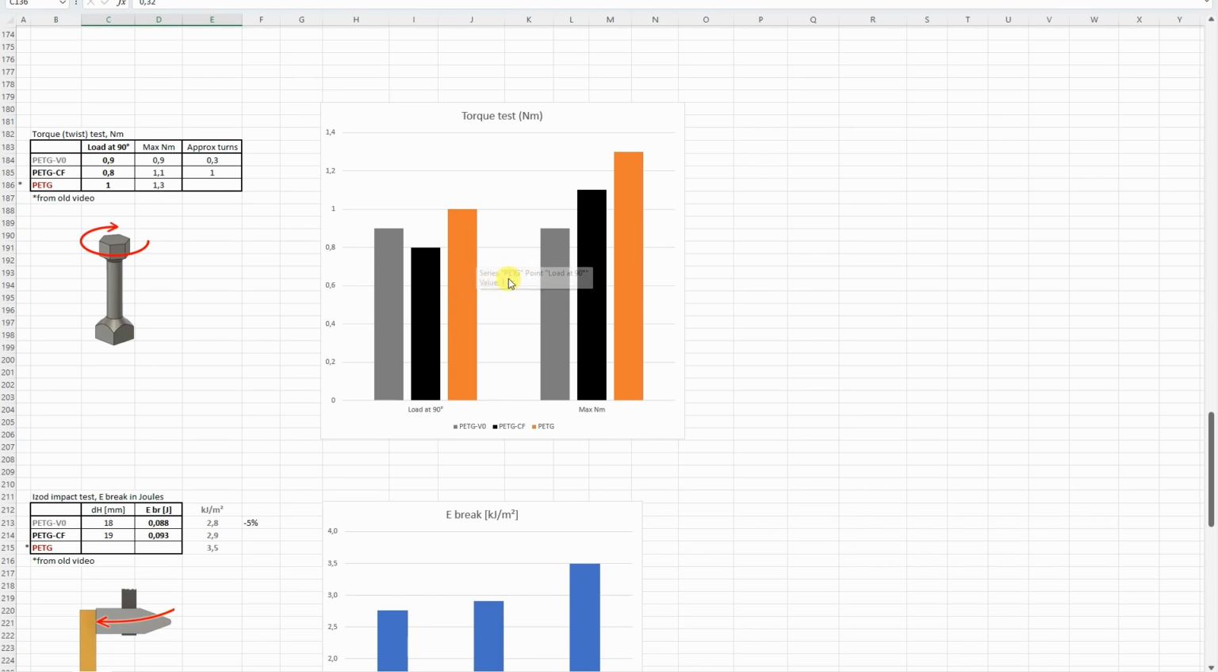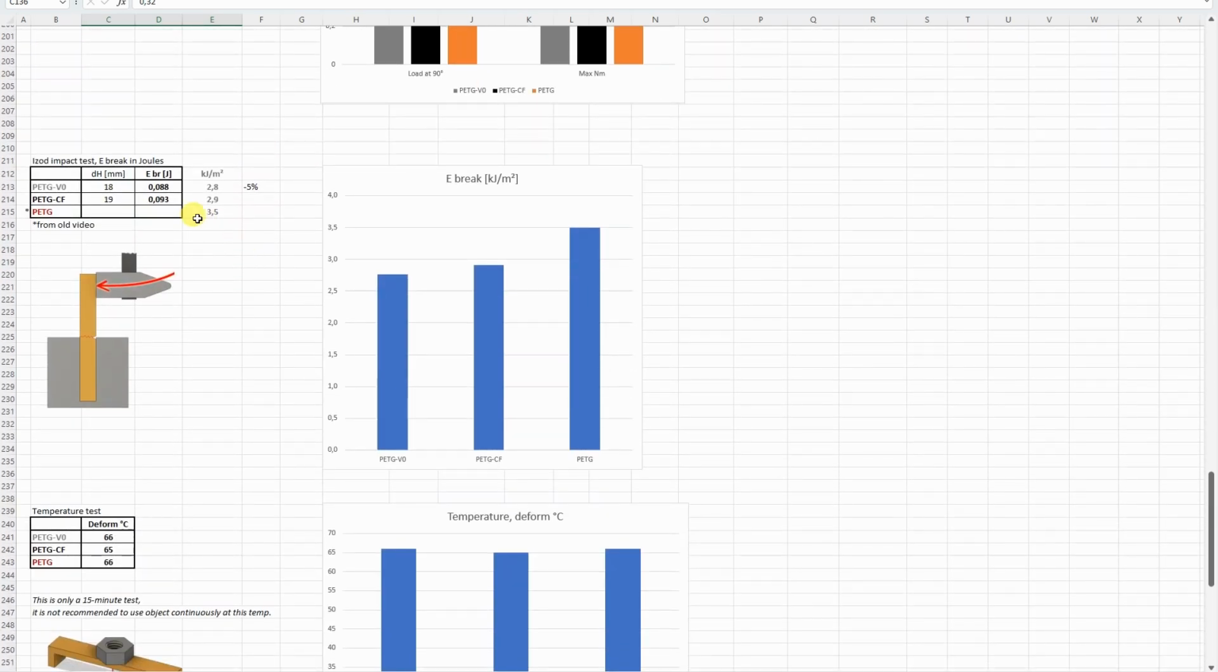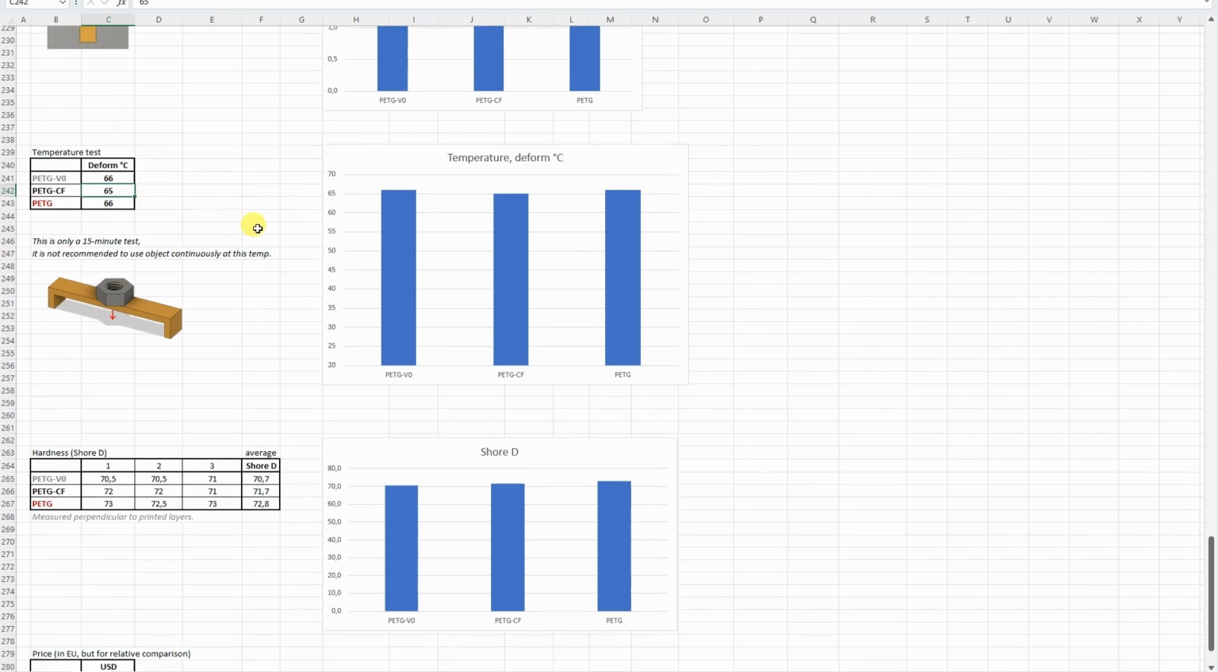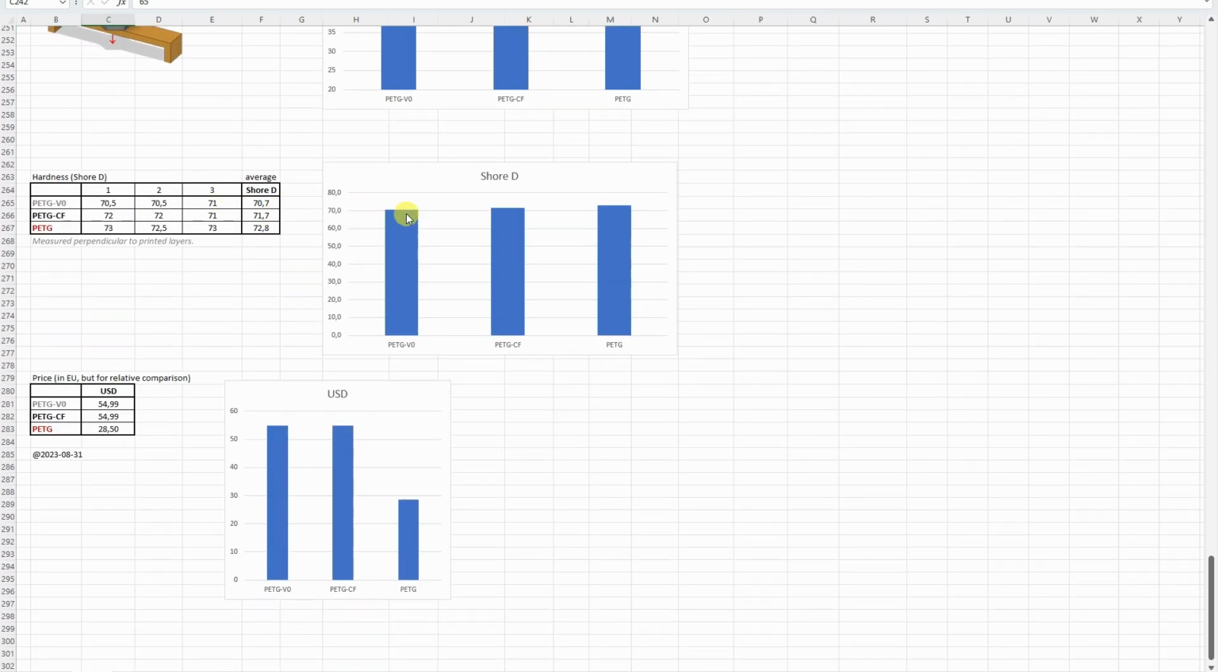The torque or twist test, and more or less this is very similar, because 0.1 newton meters is the accuracy of this torque meter, so basically there is no significant difference between these three filaments. And then the Izod impact test, and again very similar values. I mean the PETG was a little bit better, but this is not a big difference here. And the temperature test, well, they claim on the website that the carbon fiber version has better temperature resistance, but I couldn't notice any difference between all three actually. And the hardness, again, yes, the PETG was the harder according to specifications. They mentioned that the carbon fiber version is softer, but in all three cases, these are very similar values.